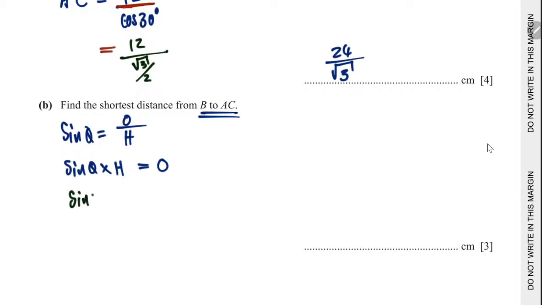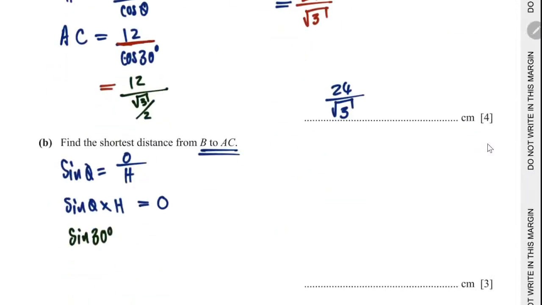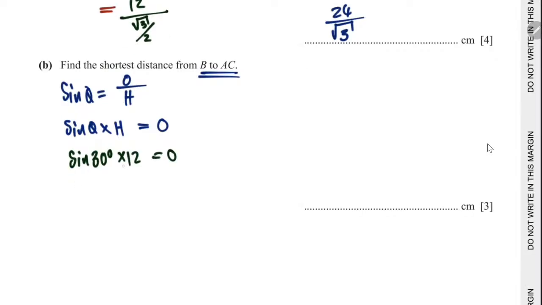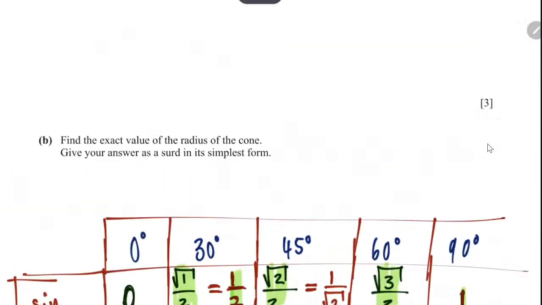Sine theta times hypotenuse. So sine theta, what is theta? 30 degrees. Times, what is the hypotenuse? 12. This is O. Which is, what is sine 30 degrees? You go to your table, you find it being half. If you go to this table, sine 30 is half. Okay?